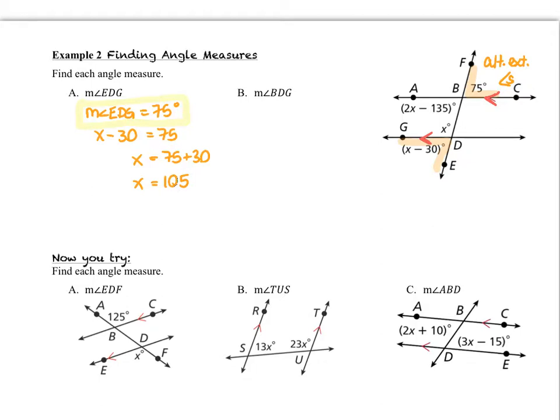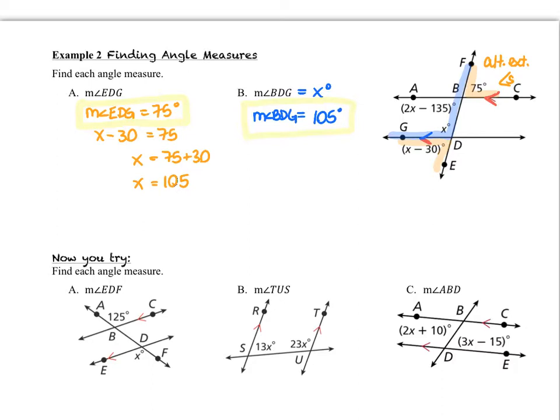Question B is asking us to find the measure of angle BDG. And BDG is located right here. Now we know that it measures x degrees. We've already solved for x, or we could have done it on this one, but we can say the measure of angle BDG is equal to x degrees, which is 105 degrees. So we have found the measure of angle BDG.